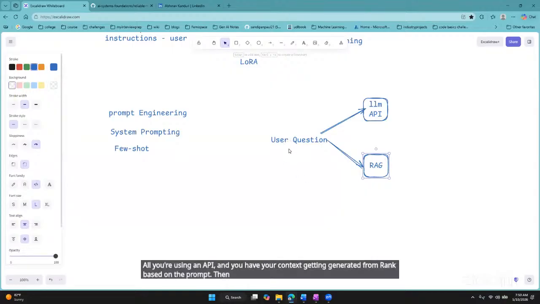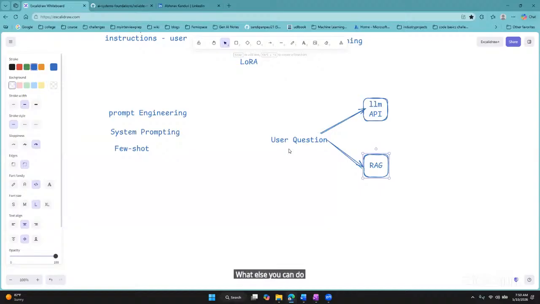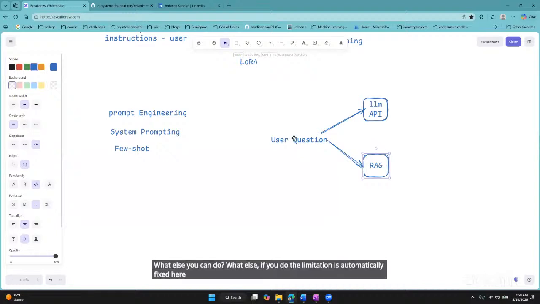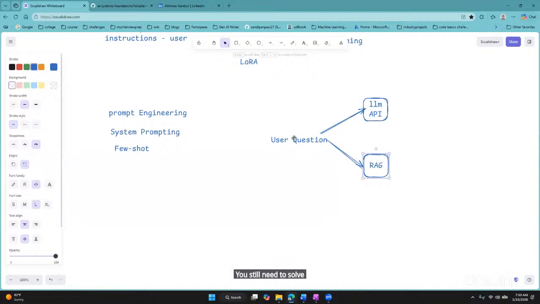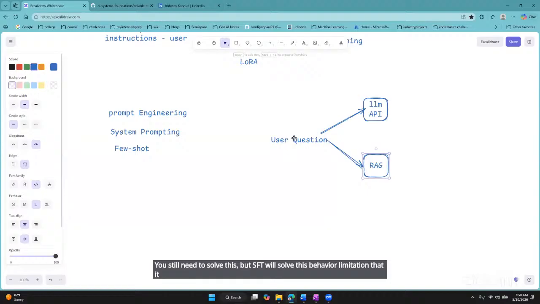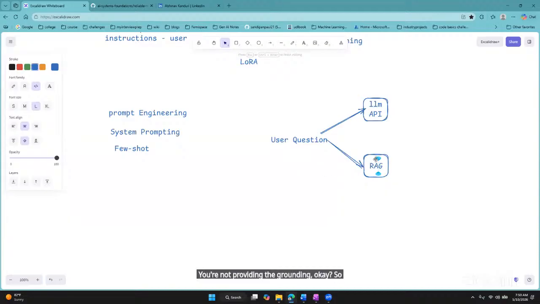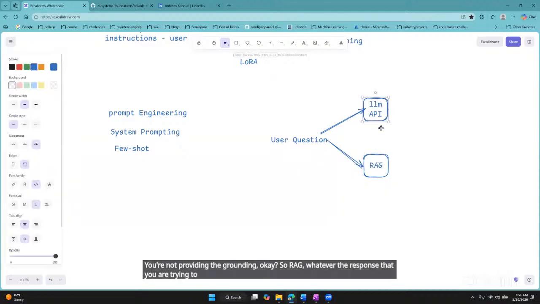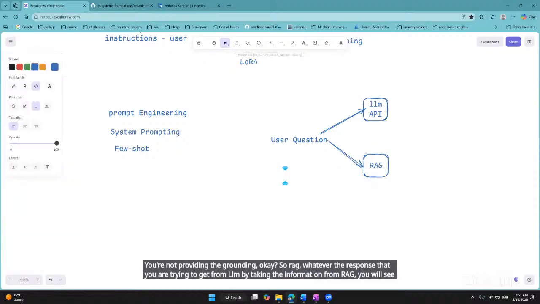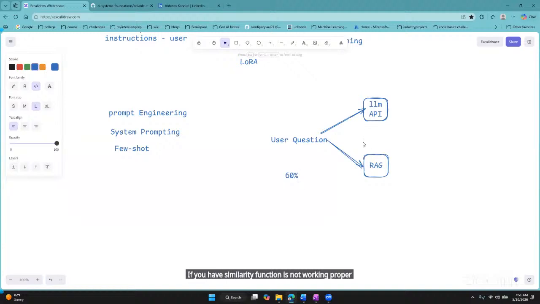Then what else can you do? The limitation is automatically fixed here. You still need to solve this, but SFT will solve this behavioral limitation. For example, you're not providing the grounding. Whatever response you get from the LLM by taking information from RAG, you will see that some 60% will be hallucinated if your similarity function is not working properly for what you are sending to the LLM.